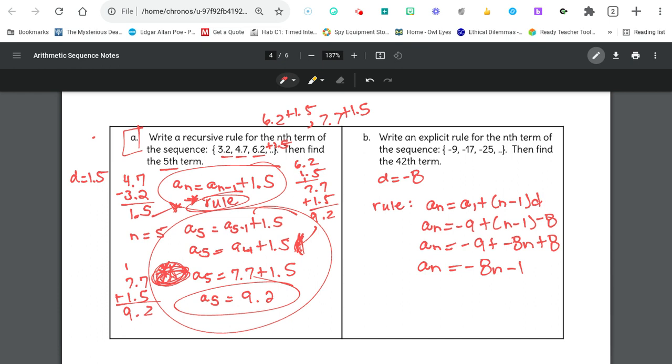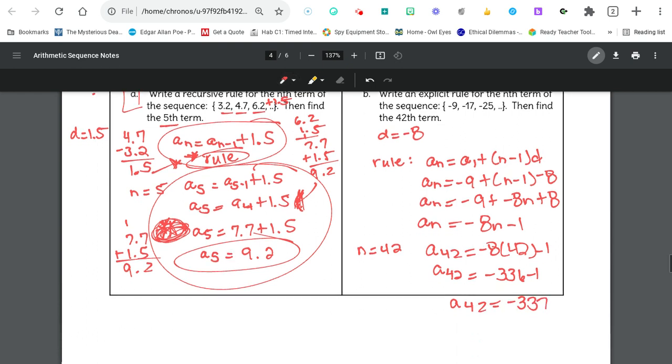All right, guys, so that's the rule. And then the 42nd term, now n is going to be 42. So you're going to end up with a sub 42 equals negative 8 times 42 minus 1. Negative 8 times 42 is negative 336 minus 1. So the 42nd term is negative 337. So here's the rule, and here's the 42nd term.